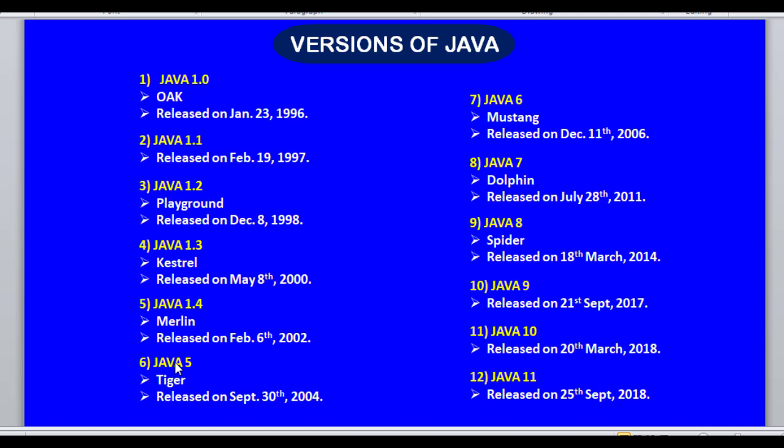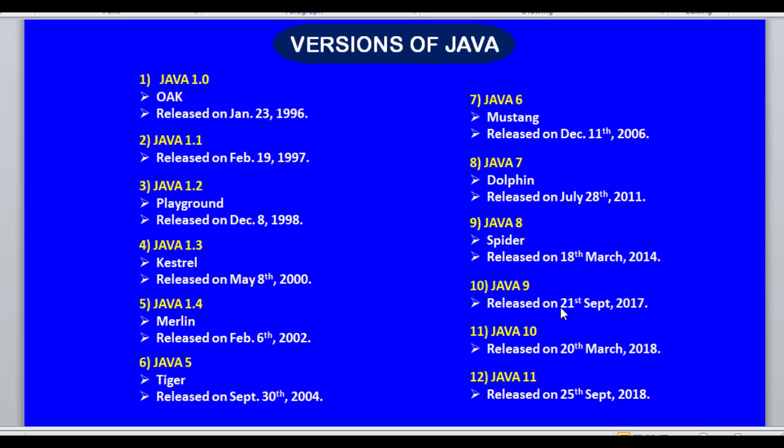And Java 5, called Tiger, was released on 30 September 2004. Next, Java 6, called Mustang, was released on 11 December 2006. Then Java 7, called Dolphin, was released on 28 July 2011. Next, Java 8, called Spider, was released on 18 March 2014.